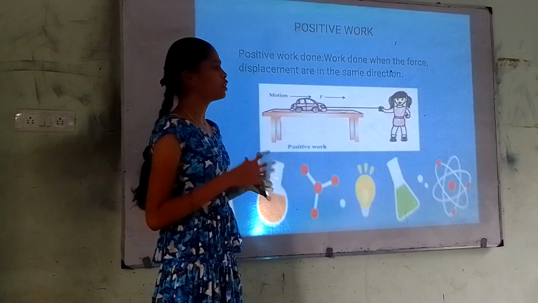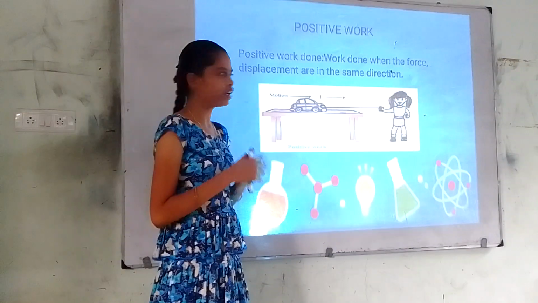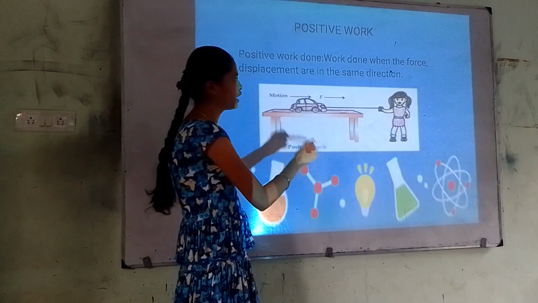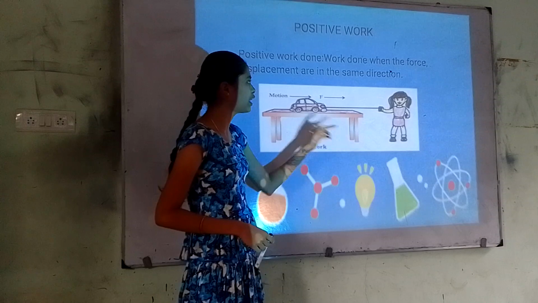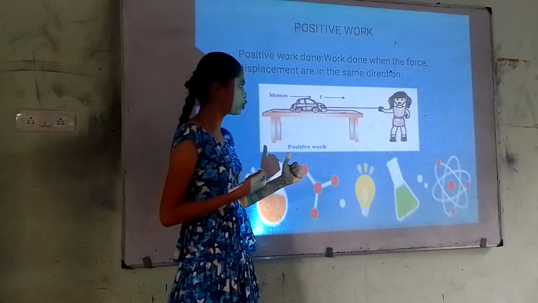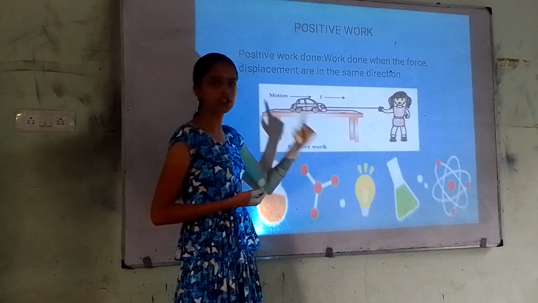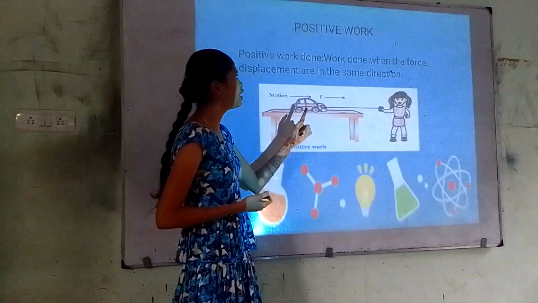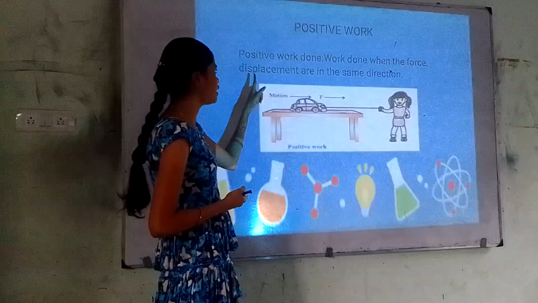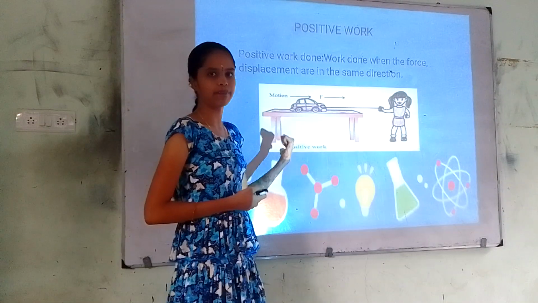Positive work done refers to the work done when the force and displacement are in the same direction. In this picture we can see that the girl is pulling a car in a particular direction and she is applying a force to pull that rope. And the motion of the car is also in the same direction. So here both the force and the displacement are in the same direction. So we say that positive work done has taken place.